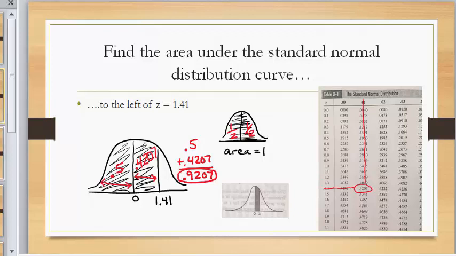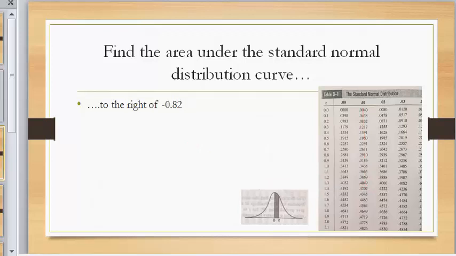Okay, so moving on, we're going to try another example that is similar. This time we want to go to the right of negative 0.82. So we're going to start off the same way. We're going to draw our curve, put our line down the middle at 0, and then we're going to mark off negative 0.82. So again, a negative value is going to get marked off on the left.